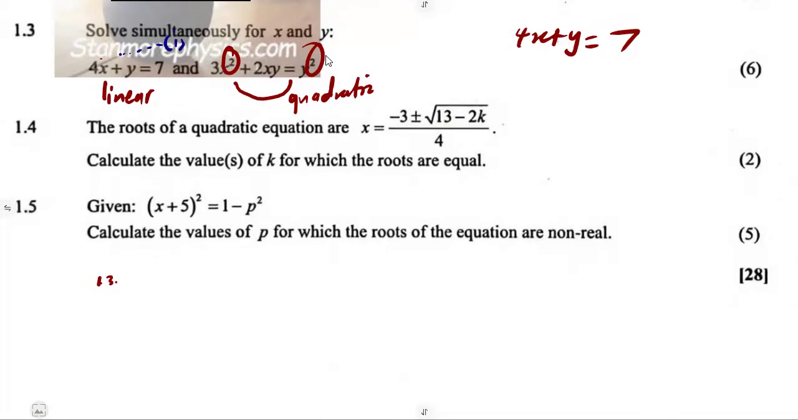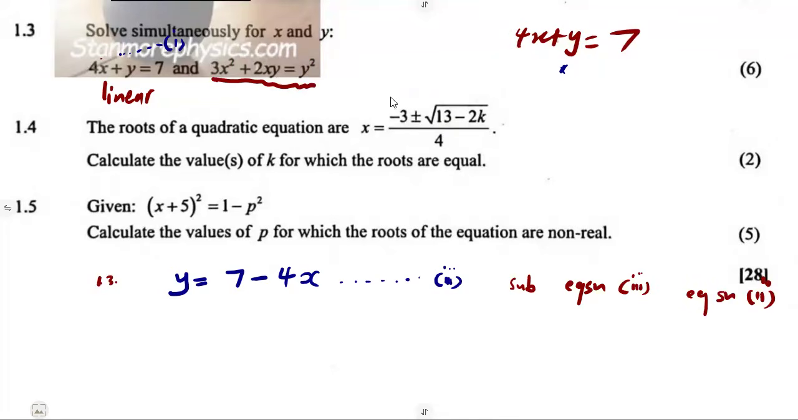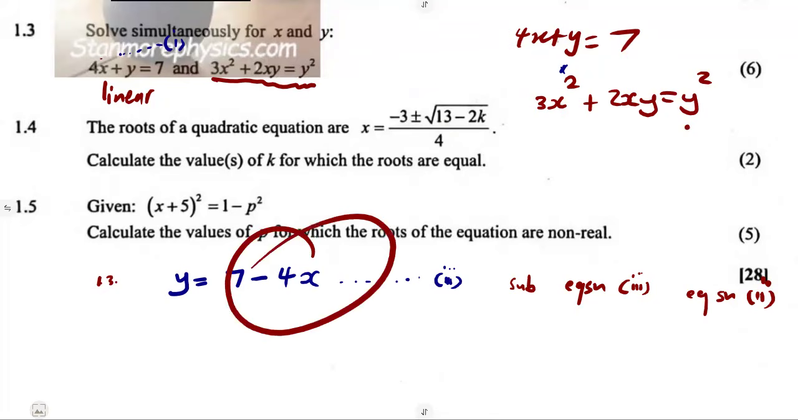So we can make that as our equation. Meaning to say, we are going to have our equation as y is equal to, take the 4x to the other side, it is going to be negative. So that's 7 minus 4x. We have formed another equation. So if you had equation 1, equation 2, we're going to call this equation 3 into equation 2. Equation 2 is that 3x squared plus 2xy is equal to y squared. In place of y, we are going to substitute this.